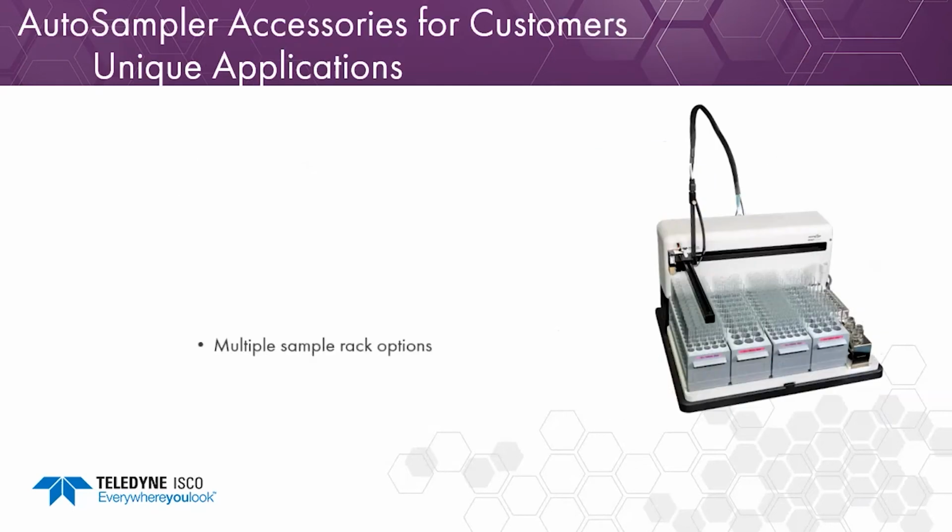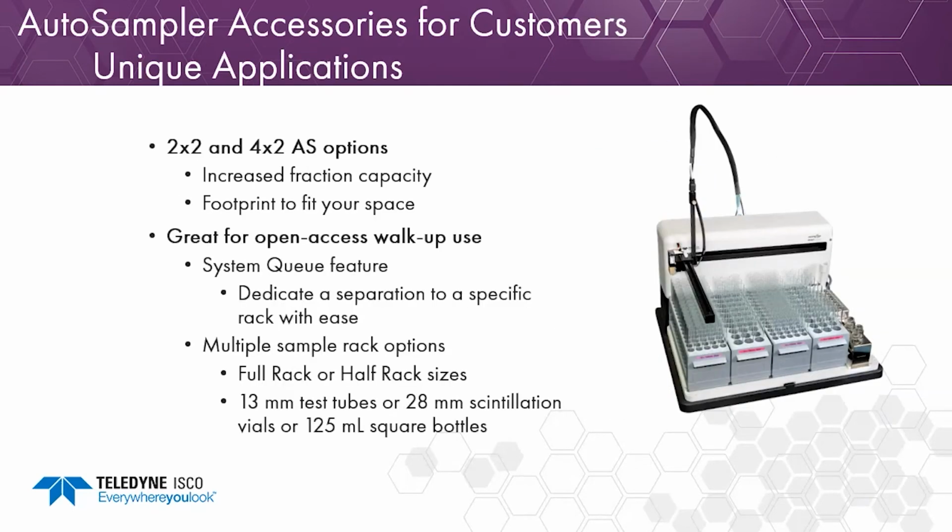And then finally, we have multiple auto sampler options. We have a 2x2 and a 4x2 auto sampler. The 4x2 is shown on the side there, and the 2x2 was shown on previous slides. This increases your fraction capacity. It also allows you to customize your prep HPLC system to fit your space with different size footprints. This is great for open access and for walk-up use.